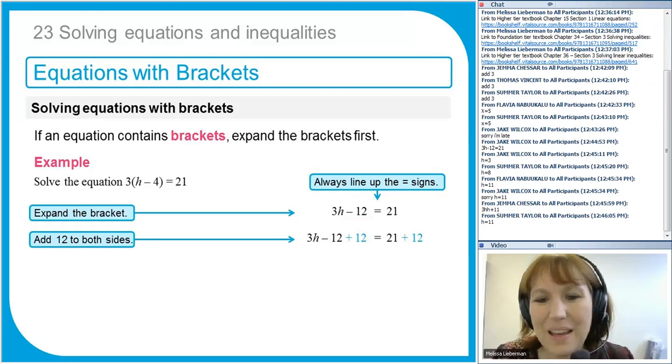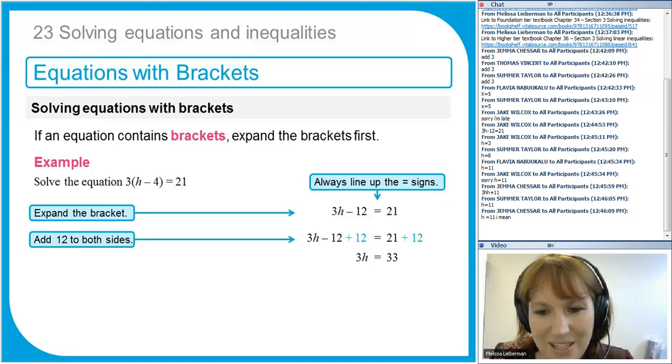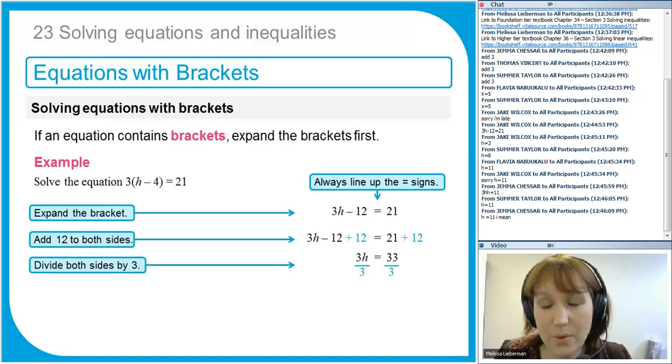So if we add 12 to both sides, we've got 3h on the left-hand side. And 21 plus 12 is 33. So we've got 3h equals 33. The last step should be quite easy because this is just saying 3 times what equals 33. Or you can just divide both sides by 3 to get the h on its own. So divide both sides by 3 and we get h equals 11.